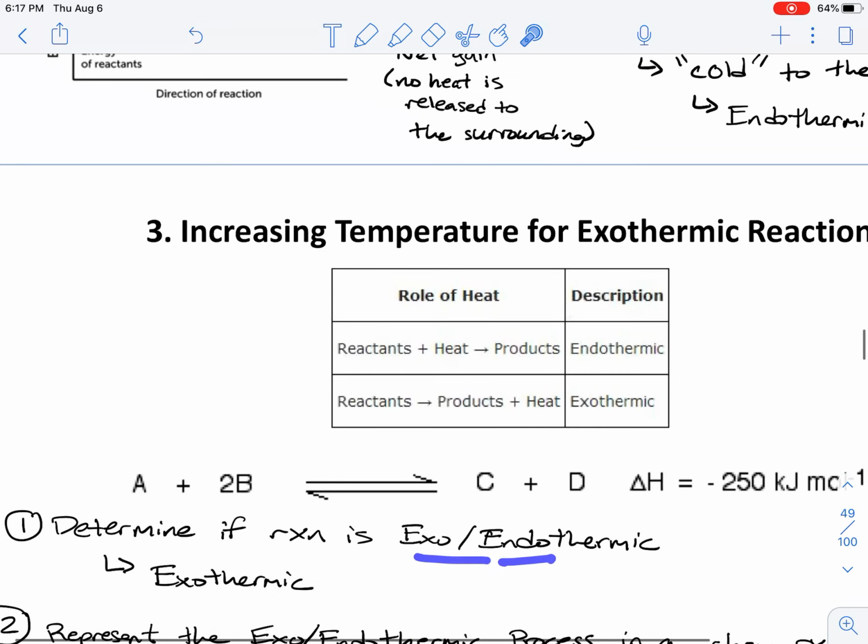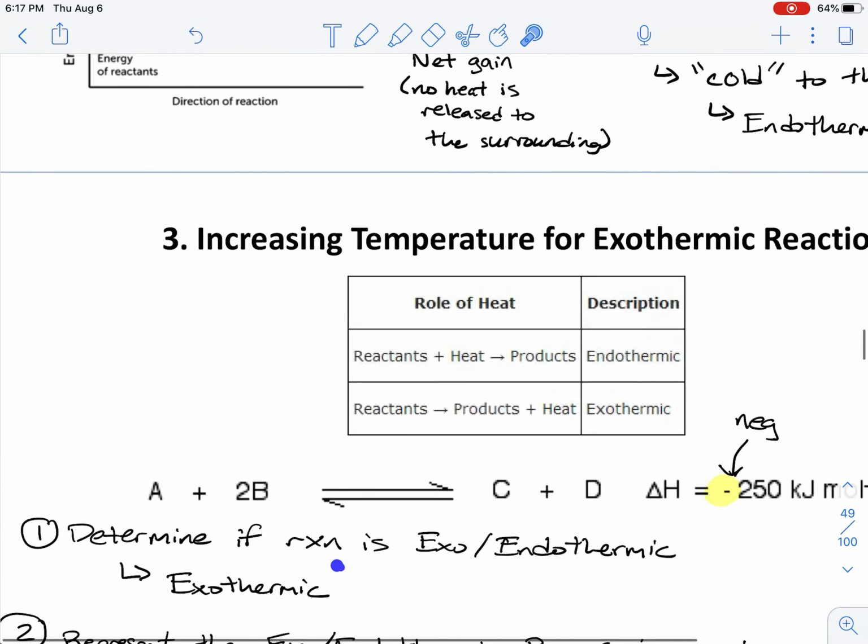So for this example, I want you guys to note that the sign is negative. So this is a clue, right? So here, since the sign is negative, this is telling us that the reaction is exothermic.